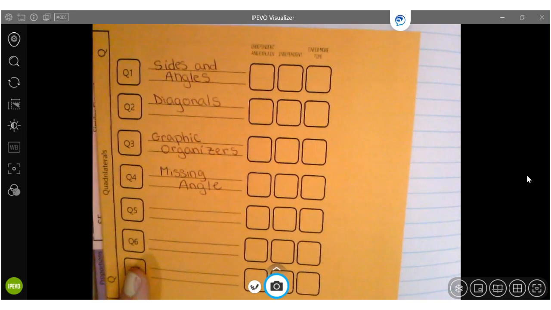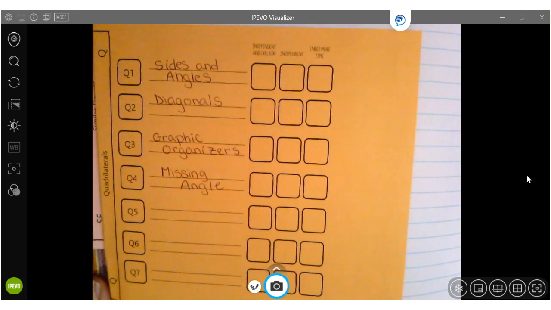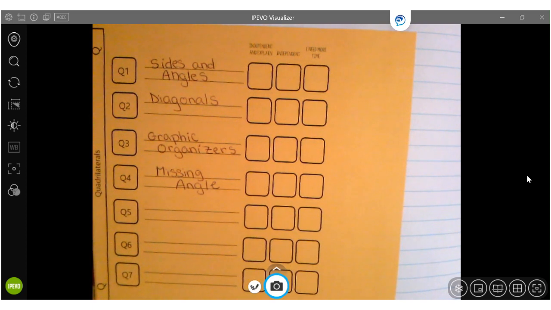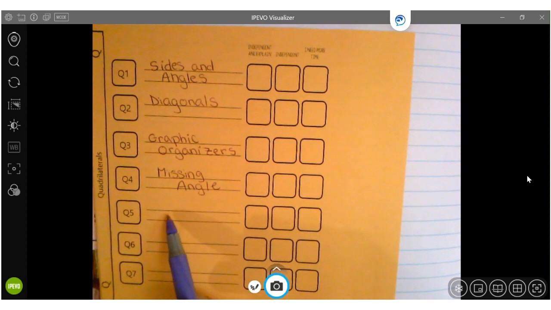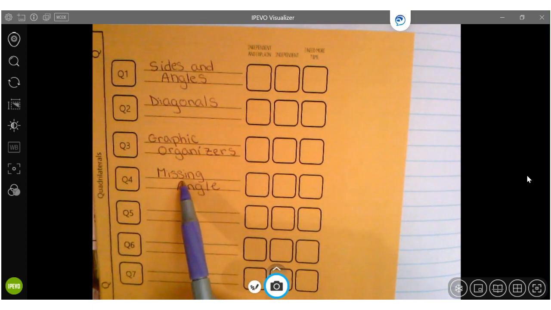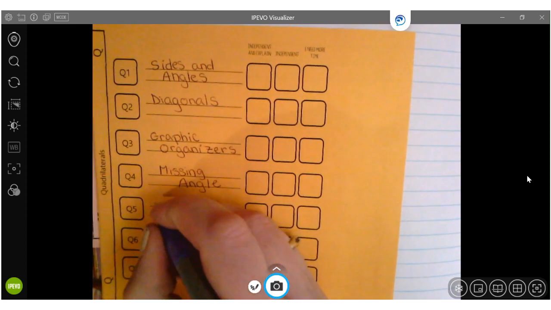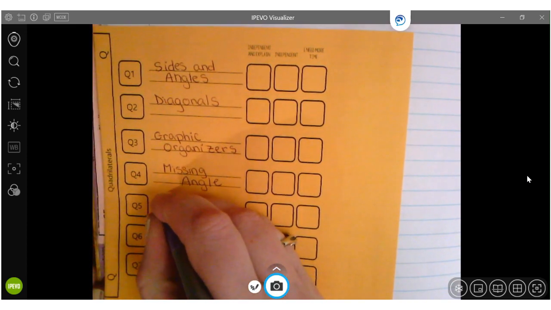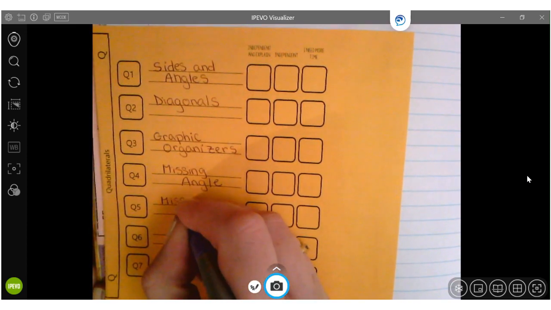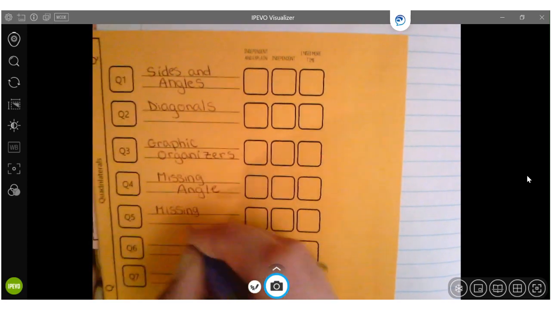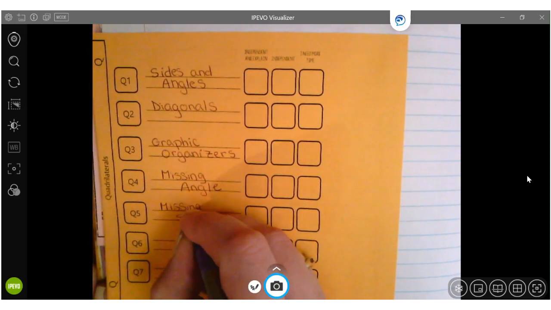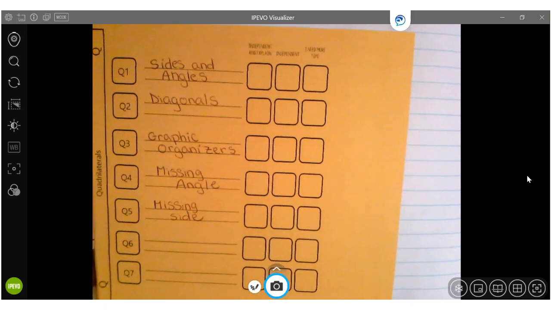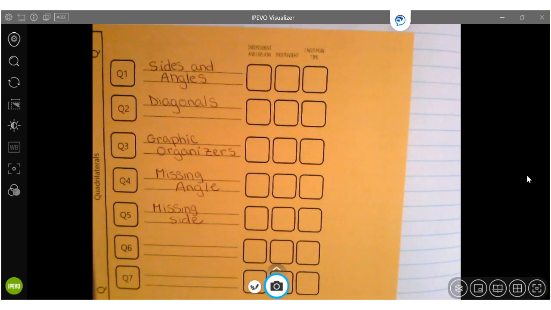All right, so this will be our last topic we put in our notebook for quadrilaterals. So this is topic 5. Last topic we looked at finding the missing angle. Today we're going to look at finding a missing side length. So you can just title this missing side. So we will again use the properties of quadrilaterals and specific types of quadrilaterals to find the missing side of a quadrilateral.